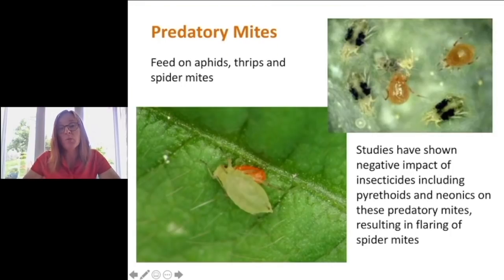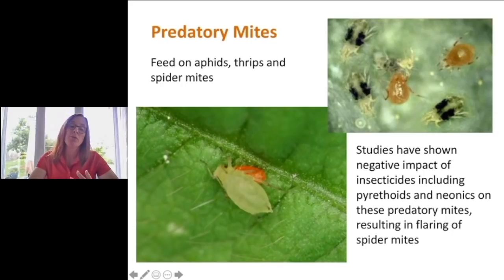And finally, in the predator group are predatory mites, and these play a role as well as the entomopathogenic fungi. These mites play a role in spider mite control. They feed on thrips and aphids as well as spider mites. But there are some studies that show, we know pyrethroids, as soon as you spray on the crop, kill the predatory mites and give freedom for the spider mites to flourish. And the same goes with neonics. There are indications that applications of neonics can do the same to the predatory mites and flare up the spider mite population. So that's the predators.